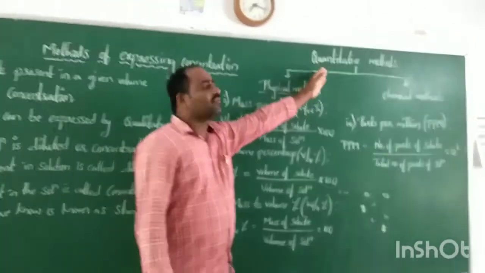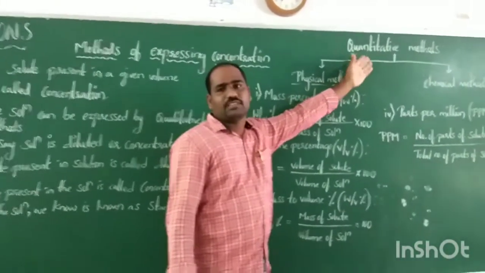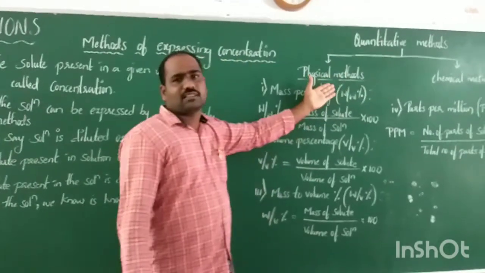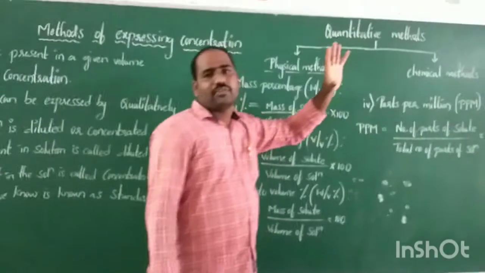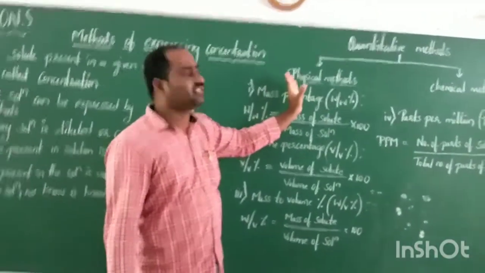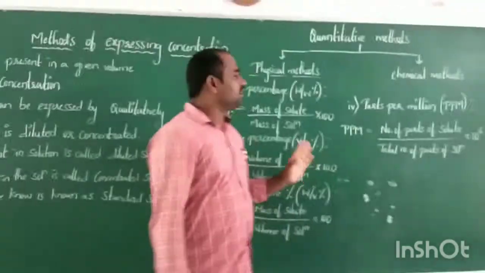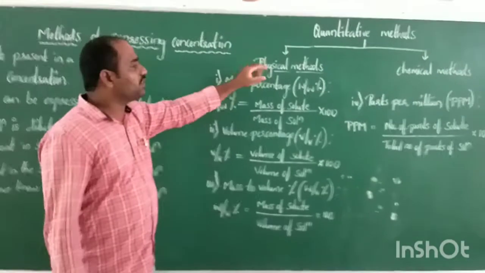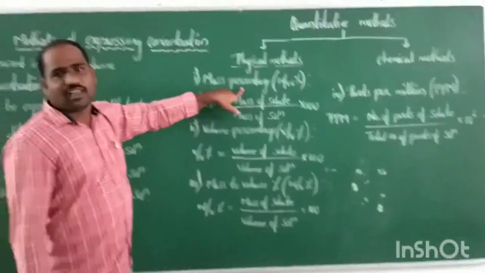Different types of quantitative methods can be used to describe the concentration of the solution. Some are physical methods, and others are chemical methods. First we are going to discuss the physical methods. In that, the first one is the mass percentage.